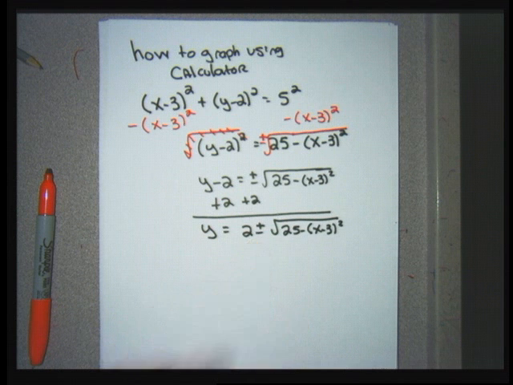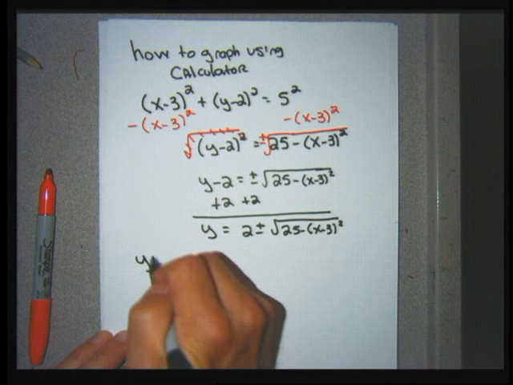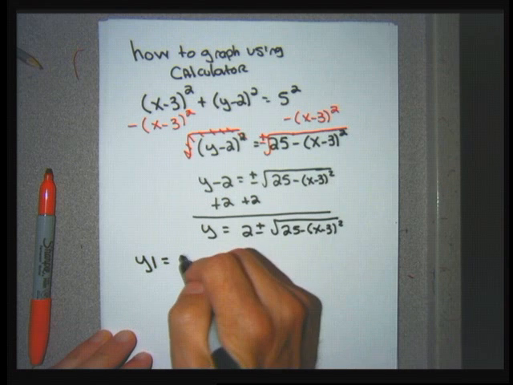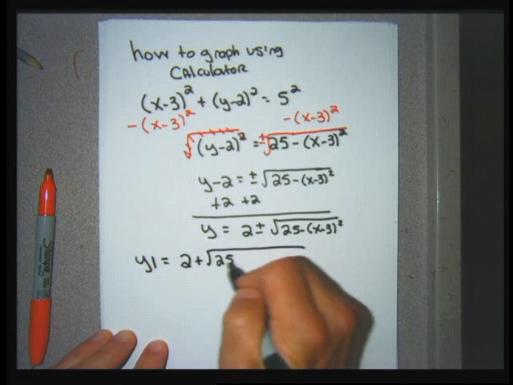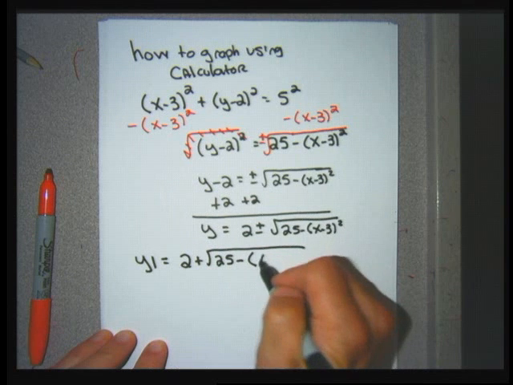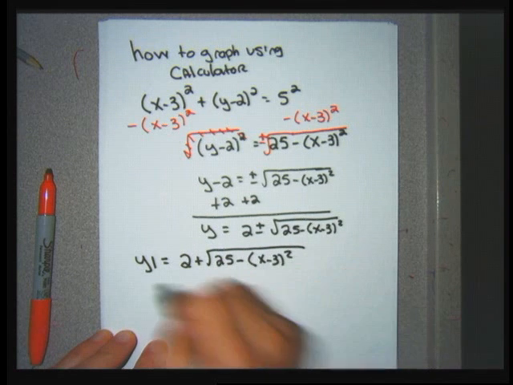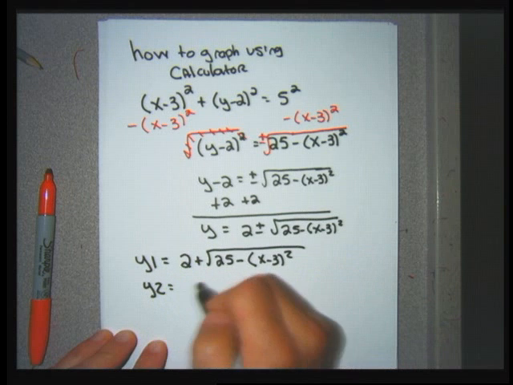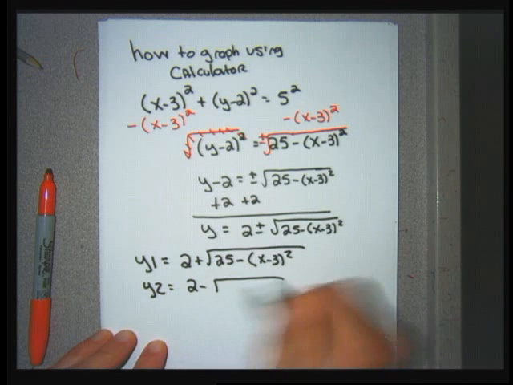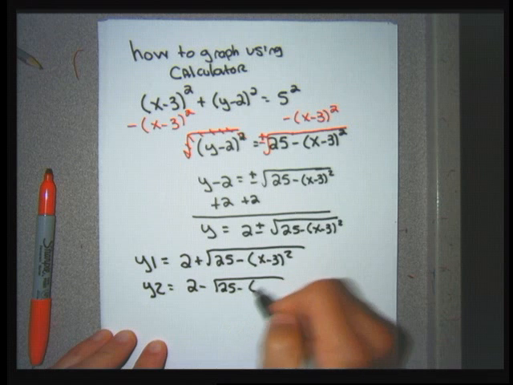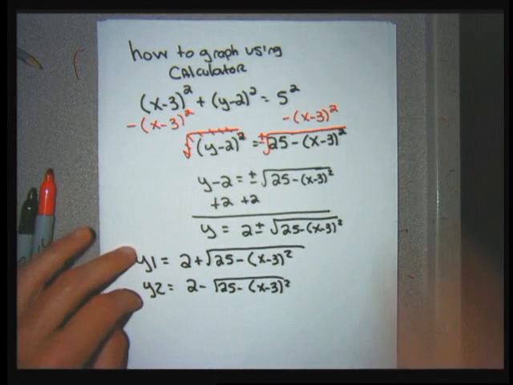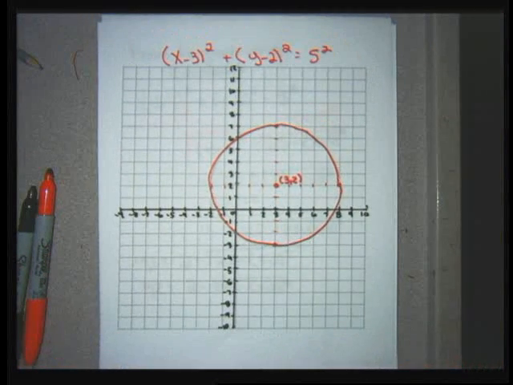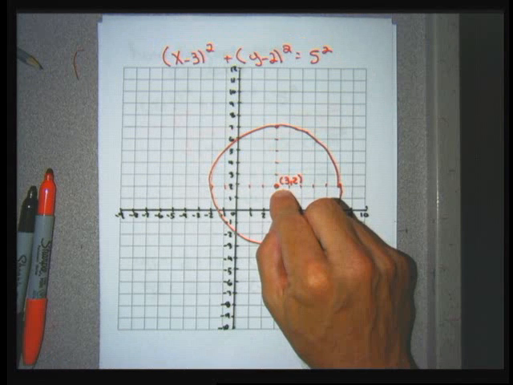So when I go to do this graph, I'm going to type a y1 equation as 2 plus the square root of 25 minus (x minus 3) squared. And I'm going to enter the y2 with the minus portion, with a 2 minus the square root of 25 minus the quantity (x minus 3) squared. When I enter this y1 and y2 and do a graph, my calculator is going to produce a graph of a circle that has a center at the point (3, 2).